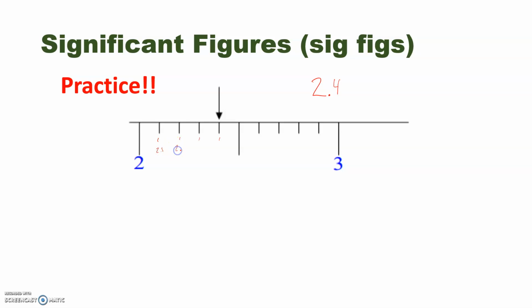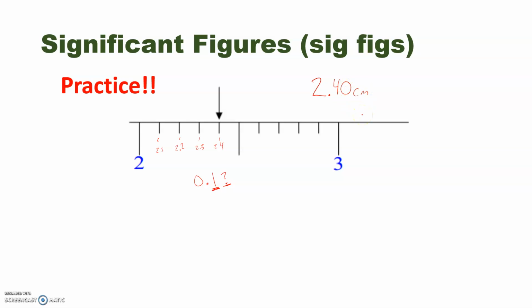I know my 10th place, so I know 2.1. This ruler gives me markings to the 10th place, to the 0.1 place. So I know this digit with certainty. I need to estimate to the 100th place. I'm going to estimate one number here, so 2.40 centimeters.